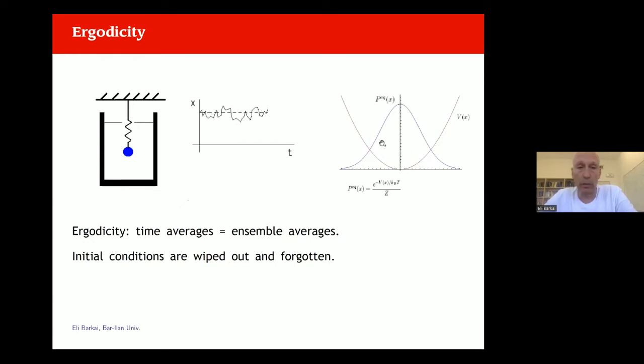temperature of the system. On the other hand, I can also take this path and I can perform, let's say, a long time average, either over x or x squared, etc. And in the long time limit, the time averages and the ensemble averages calculated from the Boltzmann statistics will be identical, and initial conditions are of course wiped out and forgotten.